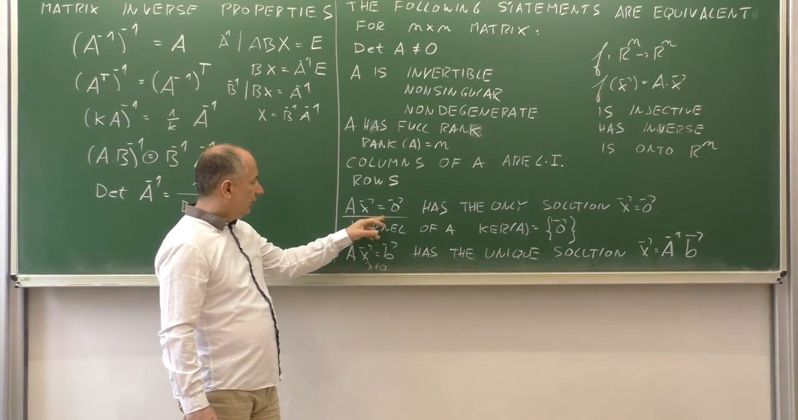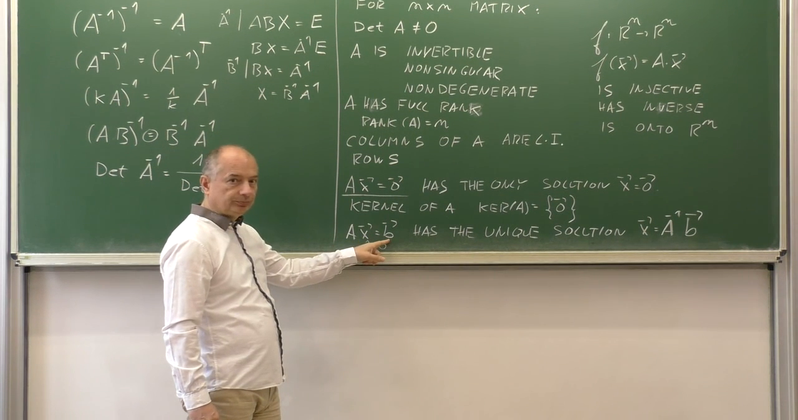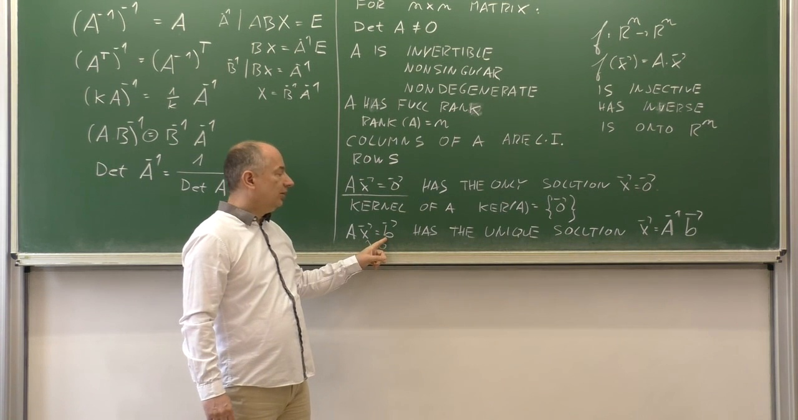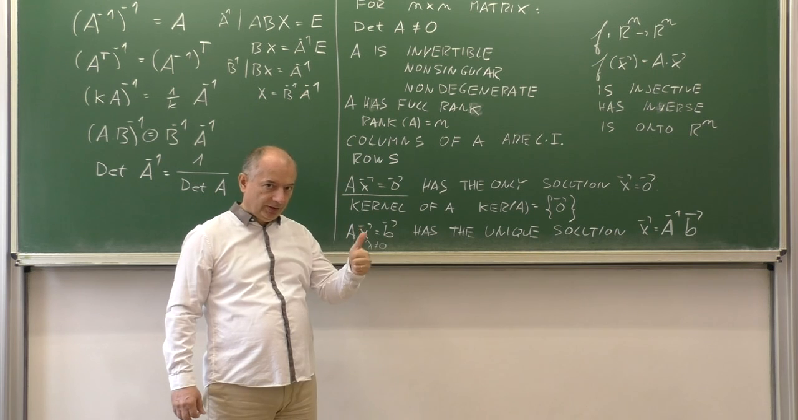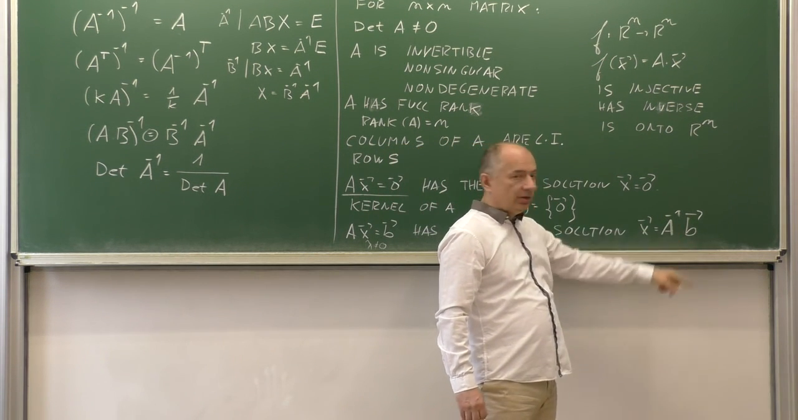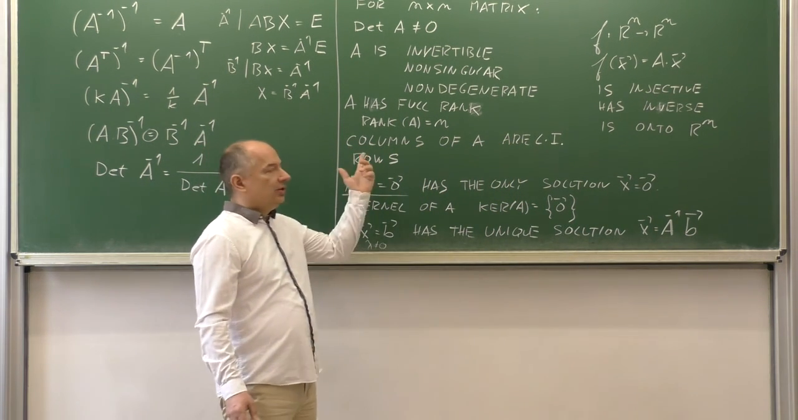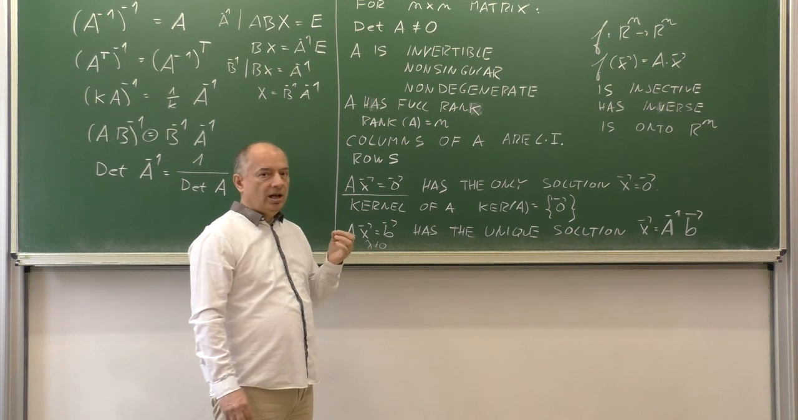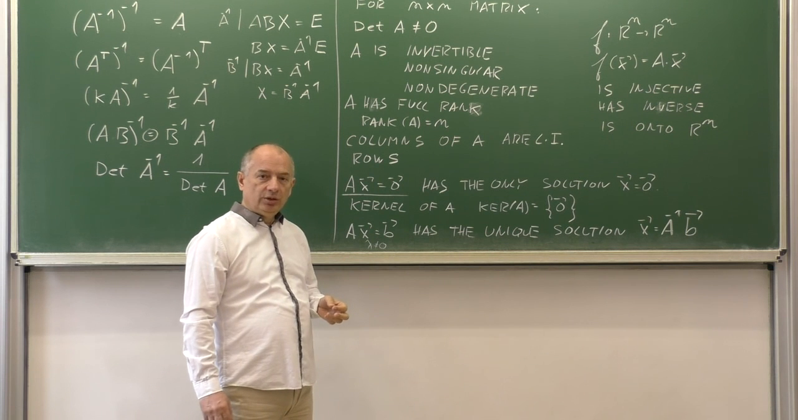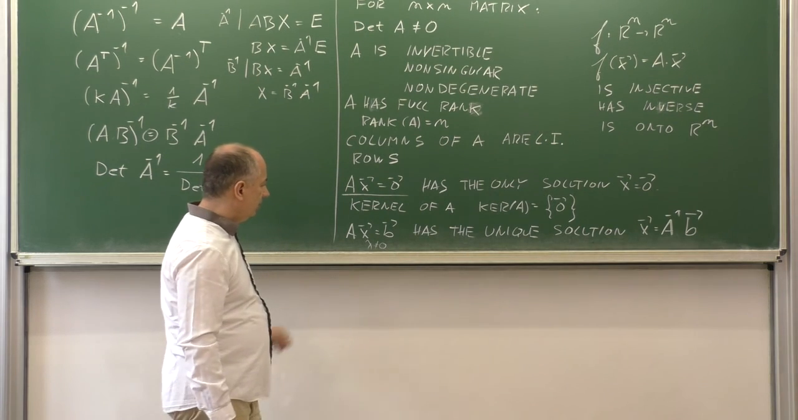So that was for the homogeneous system, and for the non-homogeneous system, Ax is B, if A has non-zero determinant, then this system of equations has a unique solution, which can be written as A inverse times the right-hand side B. Also, this is equivalent to the property that no eigenvalue of A is equal to 0. We will see what an eigenvalue is in the next chapter.